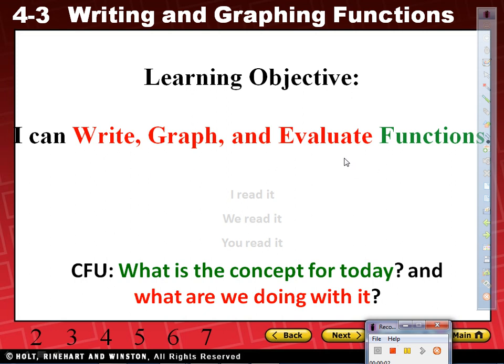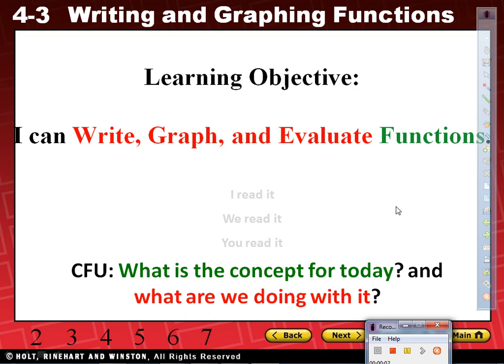So write your, it's already down there, right? I gave you the notes. All right. So I want you to underline or circle with red where it says write, graph, and evaluate, and with green where it says function, because that's the concept that we're going to be looking at today.